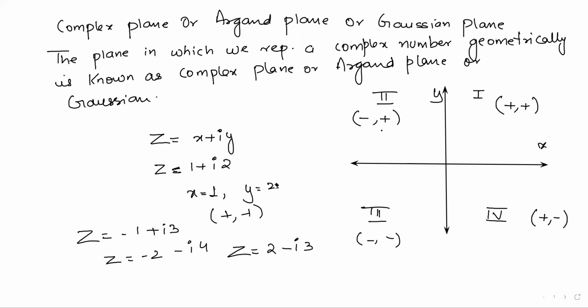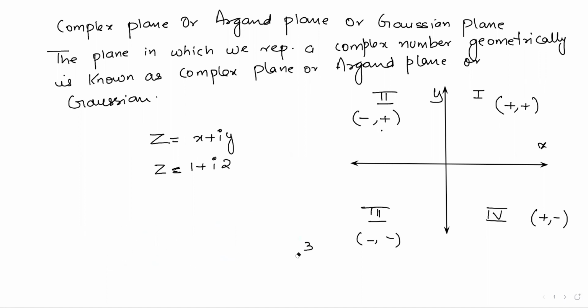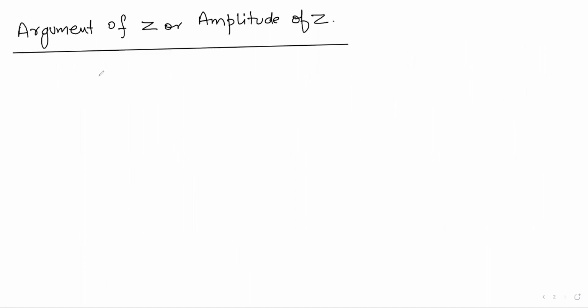So this is the complex plane, and first we need to identify which quadrant the complex number lies in. So this is clear, Safan? Yes, sir. Very good. Then the next topic is argument of z or amplitude of z. So for example, z is equal to x plus iota y. We have this complex number.